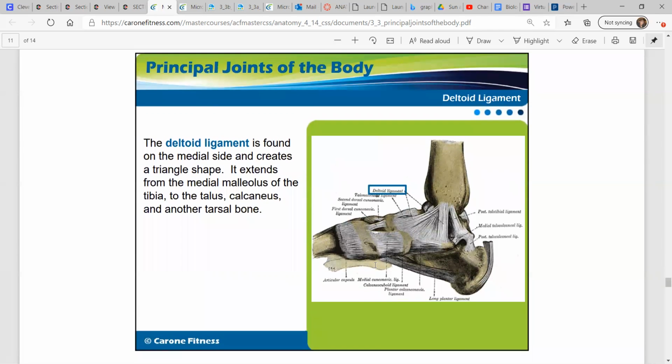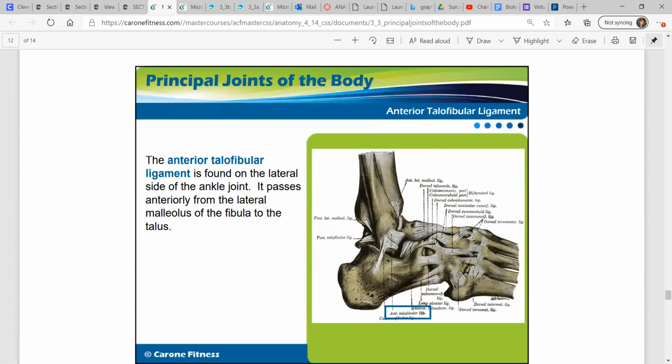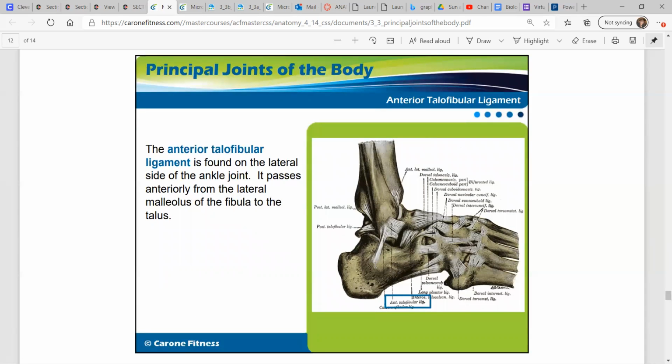The deltoid ligament is found on the medial side and creates a triangular shape. It extends from the medial malleolus of the tibia to the talus, the calcaneus, and another tarsal bone. The anterior talofibular ligament is found on the lateral side of the ankle joint. It passes anteriorly from the lateral malleolus of the fibula to the talus, right here.